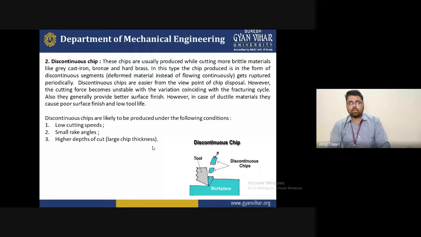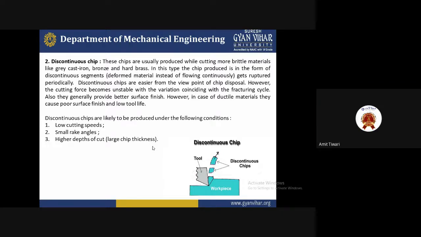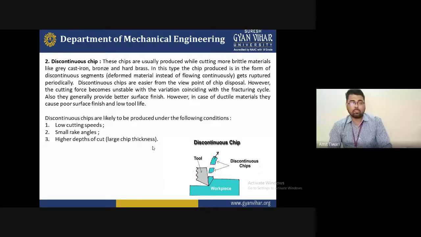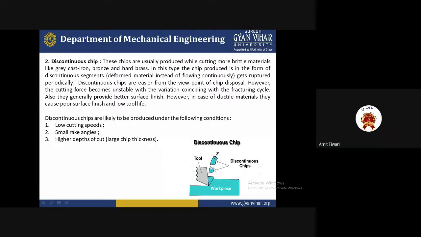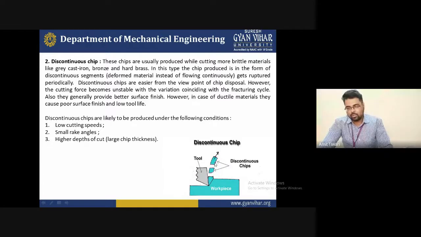However, in the case of ductile material, they cause poor surface finish and low tool life, because we know that ductile metal is much harder. So that's why it is difficult to provide a good surface finish with a continuous chip. Discontinuous chips are likely to be produced under the following conditions. When a discontinuous chip occurs, you can see in this diagram the formation of the chip, but with some breaks; it is not formed as a single layer. So these three breakages show the discontinuous chip formation.